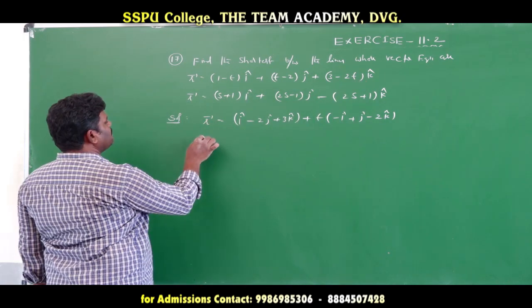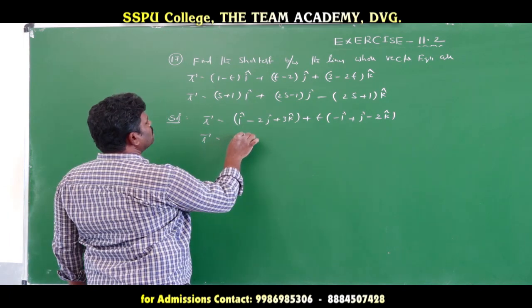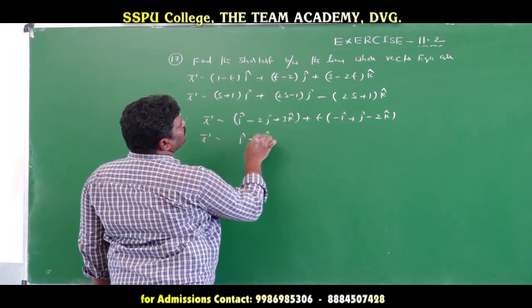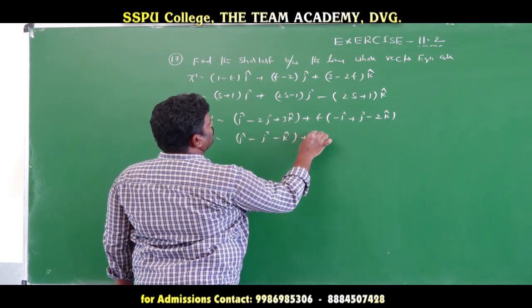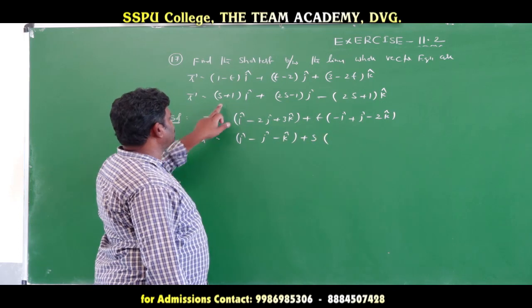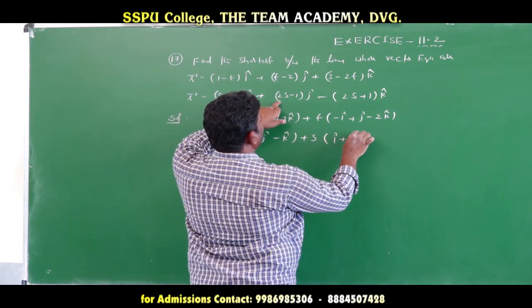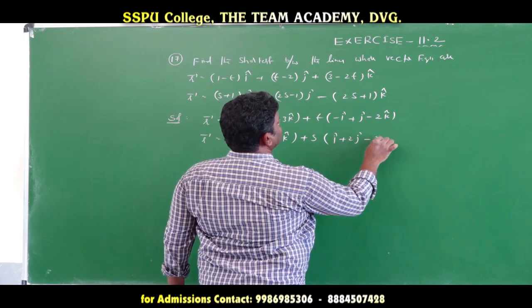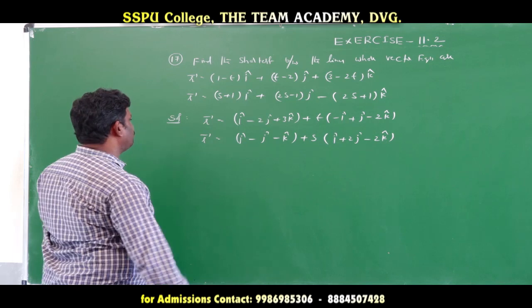Similarly, for the second one, r bar is equal to the constant values i cap minus j cap minus k cap, plus s common, taking s common we get i cap plus 2j cap plus 2k cap. Now we compare with the standard forms.